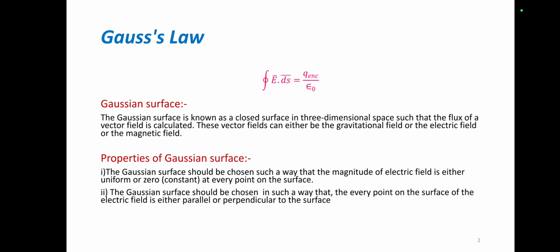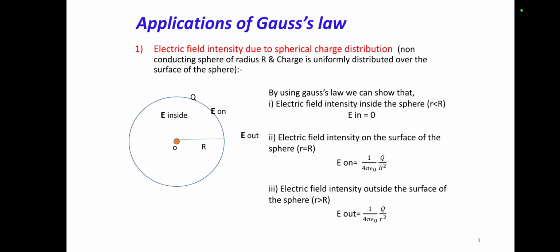Here some properties of the Gaussian surface are given. The Gaussian surface should be chosen in such a way that the magnitude of the electric field is either uniform or zero at every point on the surface. The second property is that the Gaussian surface should be chosen in such a way that at every point on the surface the electric field is either parallel or perpendicular to the surface.